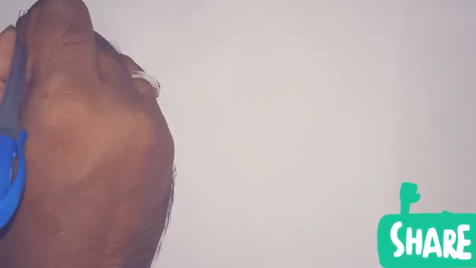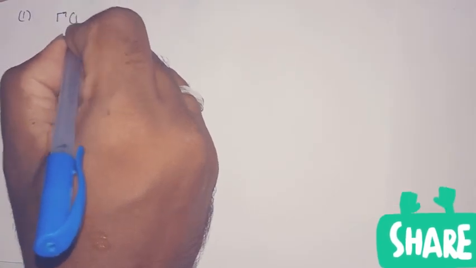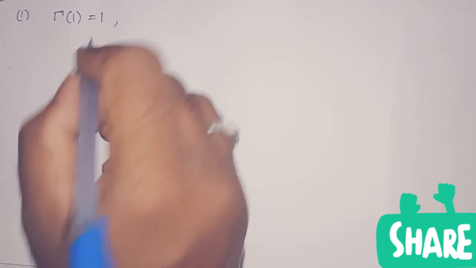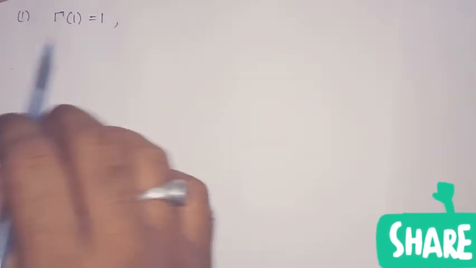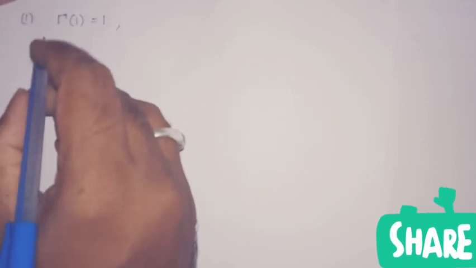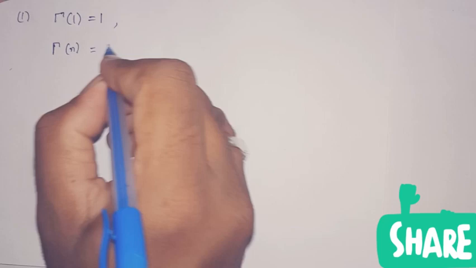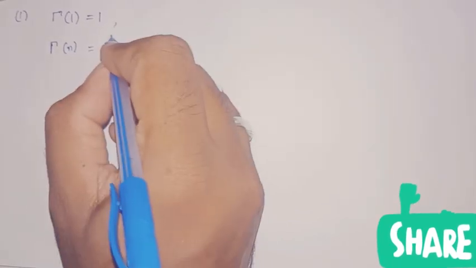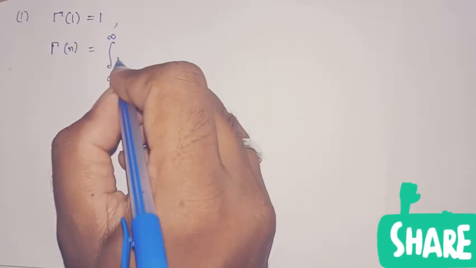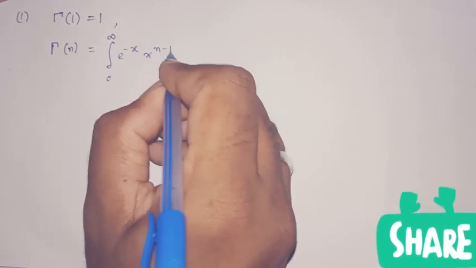First property is gamma of 1 is equal to 1. Okay, let us prove it. By the definition of gamma function, we have gamma n is equal to the integral with the limit 0 to infinity of e power of minus x, x power of n minus 1 dx.